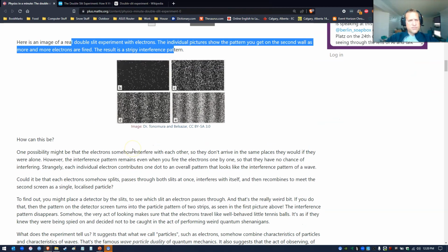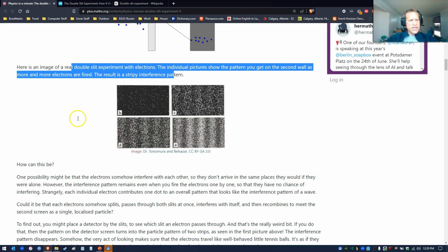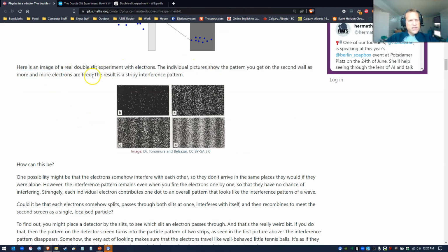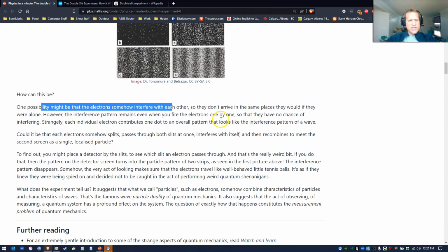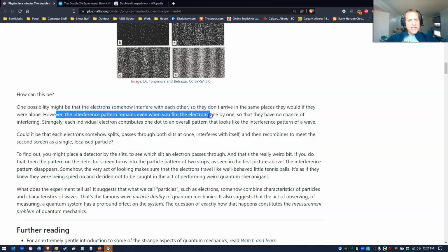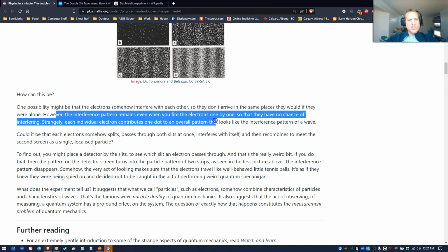Okay. So saying, how can this be? As more and more electrons are fired, how can that be? So one possibility, electrons somehow interfere with each other. Yeah, okay, so we understand that because electrons do have a wavelength. That's fine. So here's where they get into the interference pattern remains even if you fire the electrons one by one so that they have no chance of interfering.